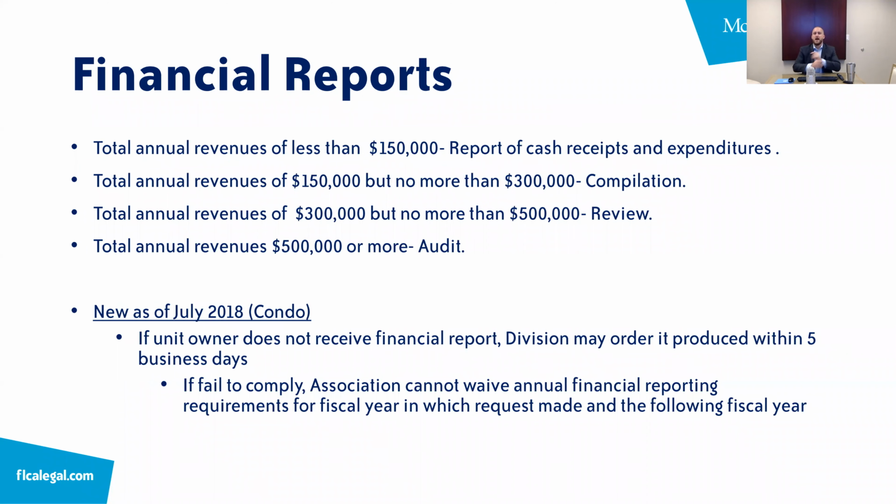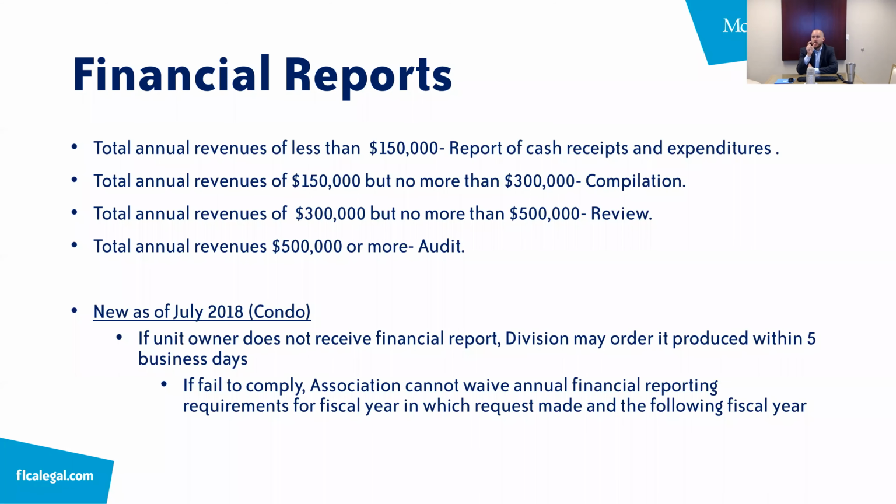Financial reports. I have this as a reminder of the reporting requirement you have each year, depending on your total annual revenues. If you have less than $150,000, you just have a report of cash receipts and expenditures. If you're between $150,000 and $300,000, it's a compiled statement. If it's $300,000 to $500,000, it's a reviewed statement, and anything $500,000 or more is an audit. Depending on where you're at, that's what you're going to have to do each year.